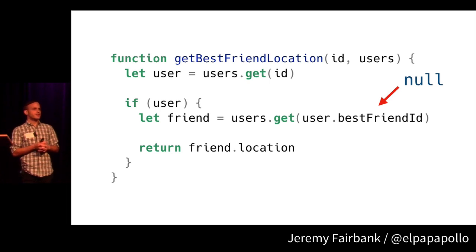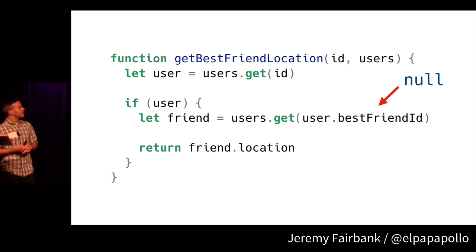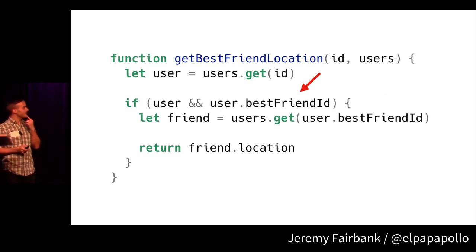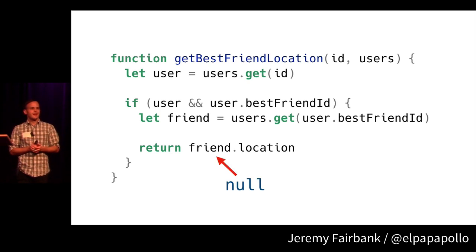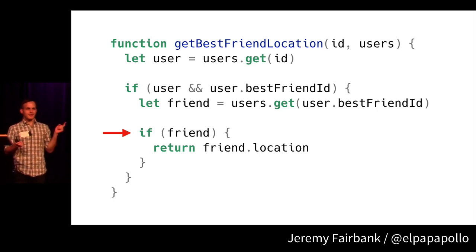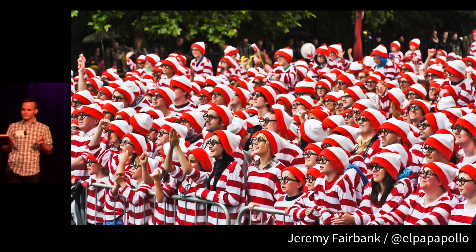But then what if the user doesn't have a best friend? Well, that could be null, and that's really sad, unfortunate. But, well, that's a null, so let's guard against that. And, well, the friend is coming out of the map, so they may not exist, so that's another null. We have to guard against that. So we've probably all dealt with code like this, and it's really annoying.